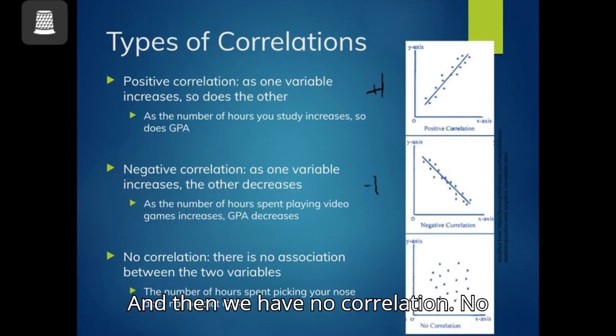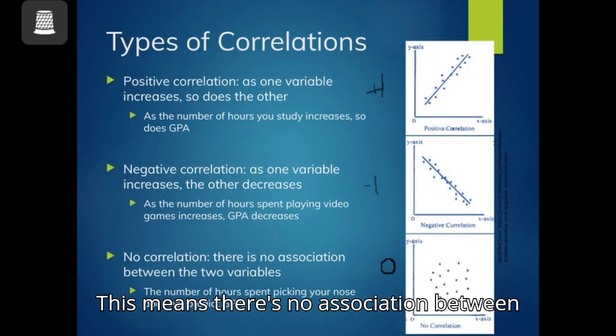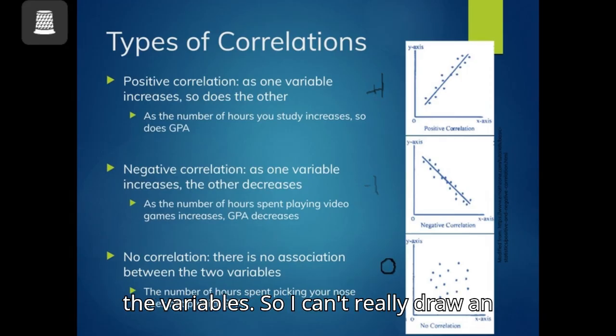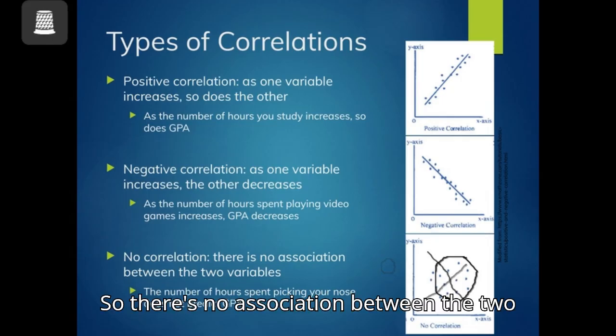And then we have no correlation. No correlation is going to be closer to 0. This means there's no association between the variables. I can't really draw an upward line. I can't really draw a downward line. These dots are just kind of all over the place. So there's no association between the two variables.